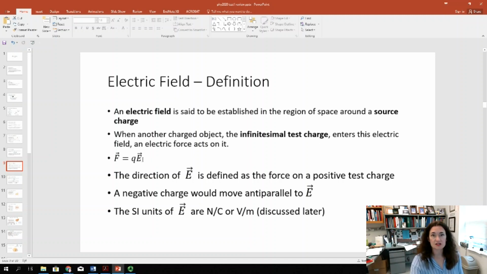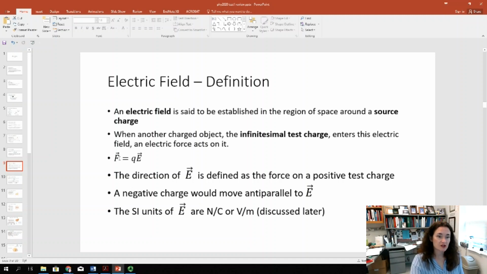The force that acts on a test charge in the presence of an electric field is given by F equals Q, the charge, times E, the electric field. Electric field is a vector, and the direction of the electric field is defined as the same as the direction of the force that would happen to a positive test charge. A negative charge would move anti-parallel to E. So remember that positive charges move downstream on electric fields and negative charges move upstream.